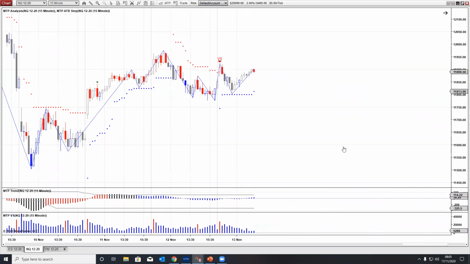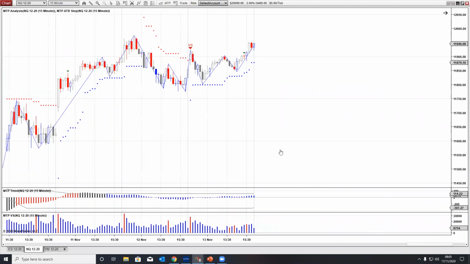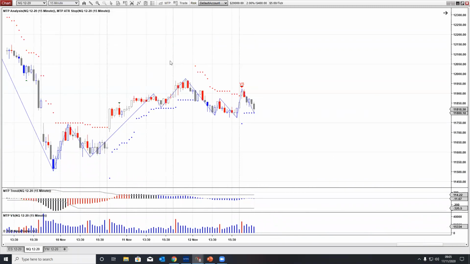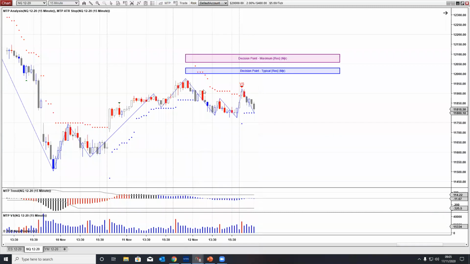So we can just create a bit of space. As we go to yesterday, the obvious last swing pivot high was here. Do you see that? There's the obvious last pivot high. So if we right mouse click, do a decision point, that would give you an area of resistance. I'll just be using the typical for now.